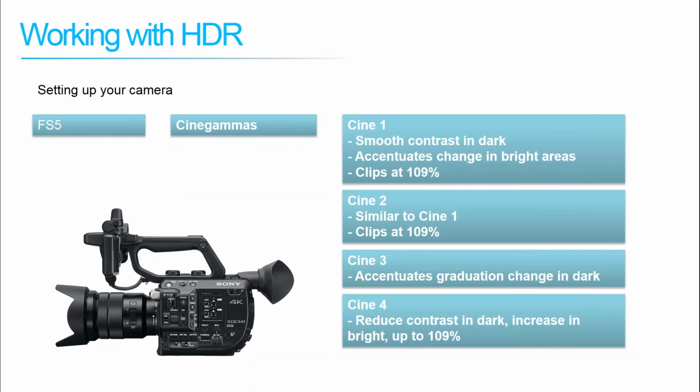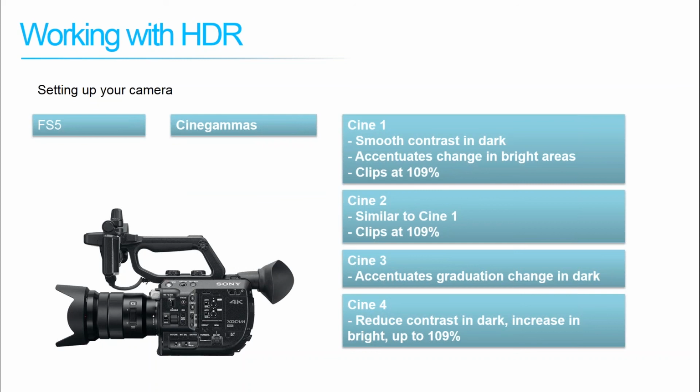You've then got the cine gammas, which again might make these things a little bit easier. Cine 1, 2, 3, and 4, and all of this information is available on Sony's training portal, which I'll mention at the end. But Cine 1, smooth contrast in darker areas, accentuate change in bright areas, clips at 109. Cine 2, I've written clips at 109, but actually clips at 100, otherwise they'd be the same. That's a misprint on my part.